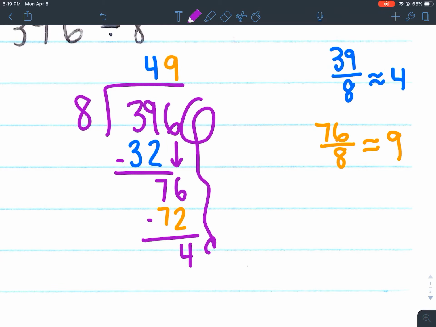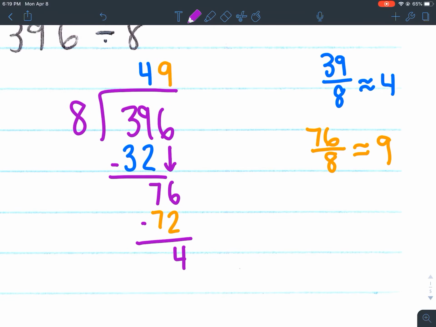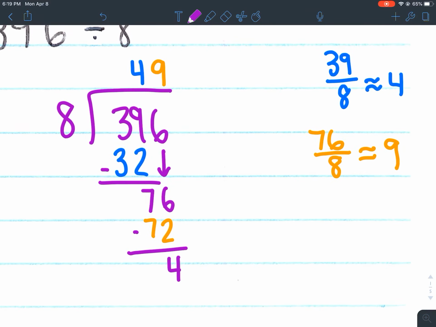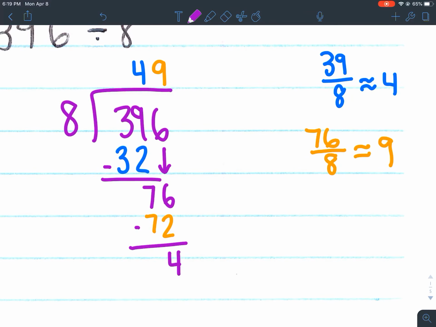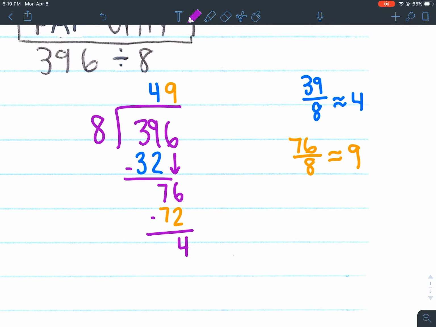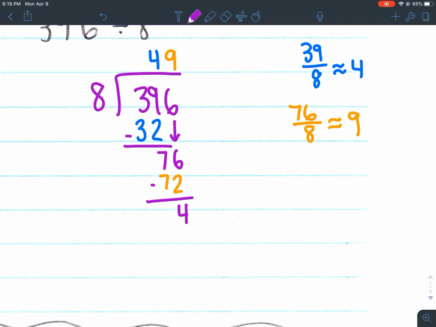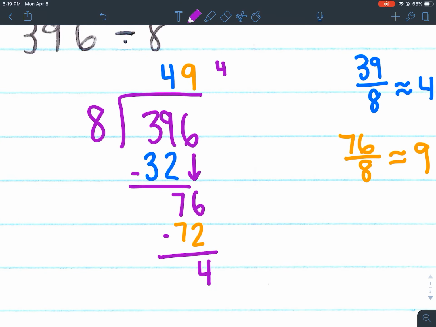Can you bring anything else down here? No. You could bring down a 0, but we're not going to do that. Now, once you have your remainder, you're not going to put R4 like you did in elementary school. Your remainder is going to go in as a fraction over your divisor. So you have 49, let's actually do it up here. You actually have 49 and 4/8.